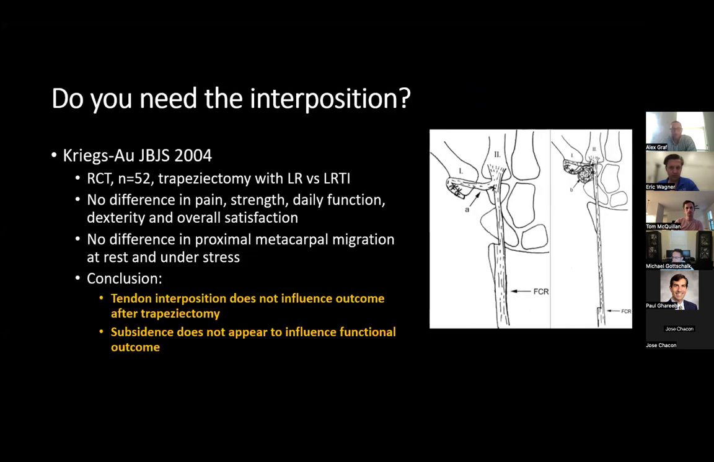An interesting question is we know removing the trapezium matters. Do you need the interposition? Well, this was examined in JBJS. They compared ligament reconstruction or just simple trapeziectomy with LRTI, and they found absolutely no difference in pain, strength, daily function, dexterity, and really no difference in proximal metacarpal migration under stress. And so it seems that the tendon interposition, as logical as it seems, didn't really influence the outcome. And subsidence also didn't seem to influence satisfaction or function.